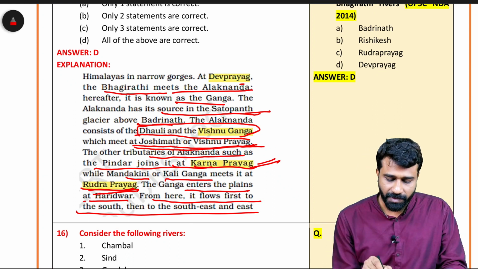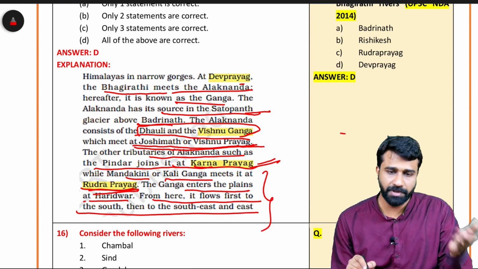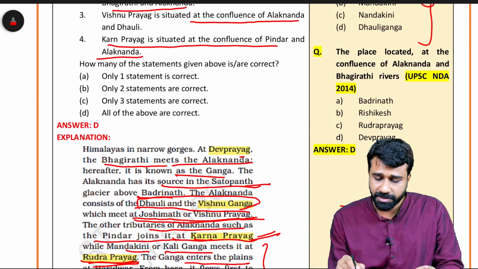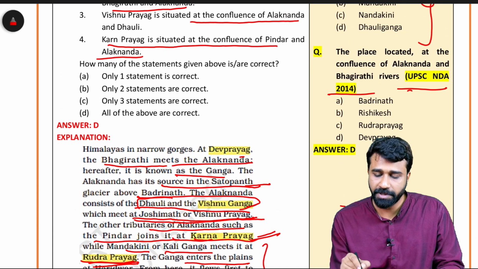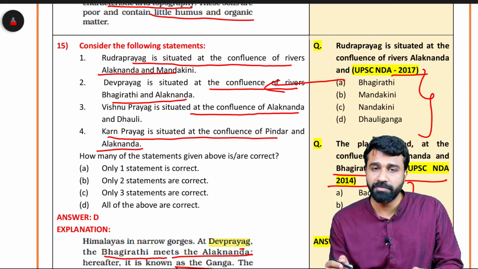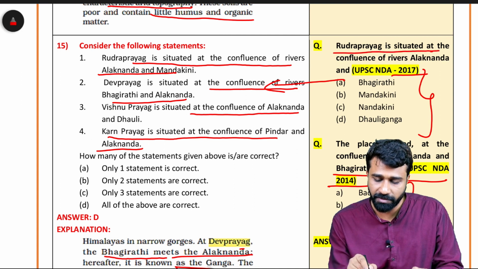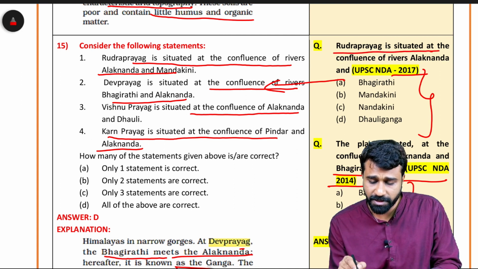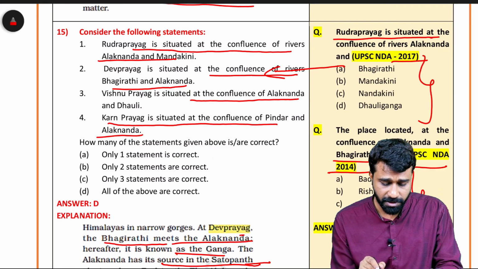This is called river formation, that is, tributaries out of tributaries, that we have given you, because they have asked in the UPSC NDA exam in 2014 regarding these tributaries, because the Alakananda and Bhagirathi rivers actually meet at Devaprayag. This was a question in the 2017 NDA. Immediately after 2 years they repeated the same question. Rudraprayag is situated at the confluence of the river Alakananda and Mandakini. This is Rudraprayag.